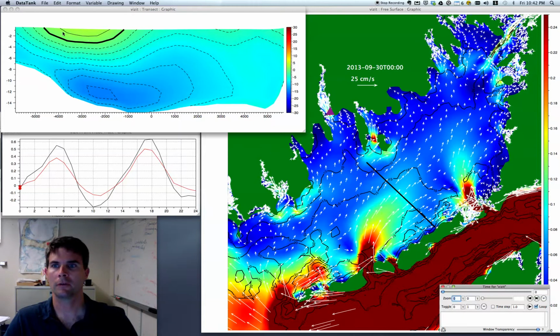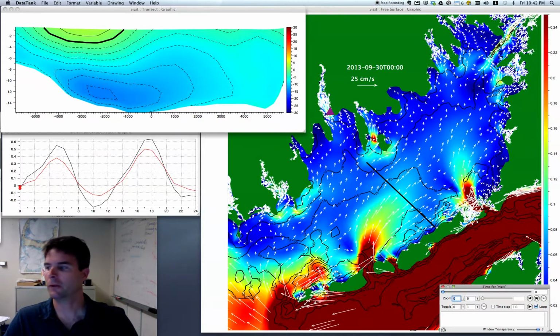Positive contours are solid lines. The very thick line is a 0 contour. It's a line dividing water moving up bay, dash lines, and water moving down bay, solid lines. So the thick solid line is zero velocity. At that point, the water is not moving normal to the plane, normal to the transect.